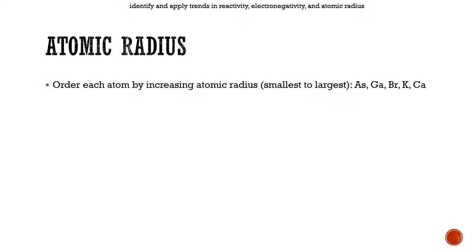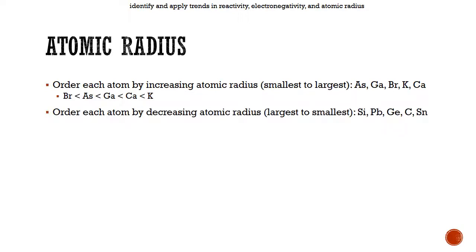So the farthest element to the right, of the elements given, is bromine. So bromine would be the smallest. And then moving to the left, the next element I'd run into is arsenic, followed by gallium, followed by calcium, followed by potassium.